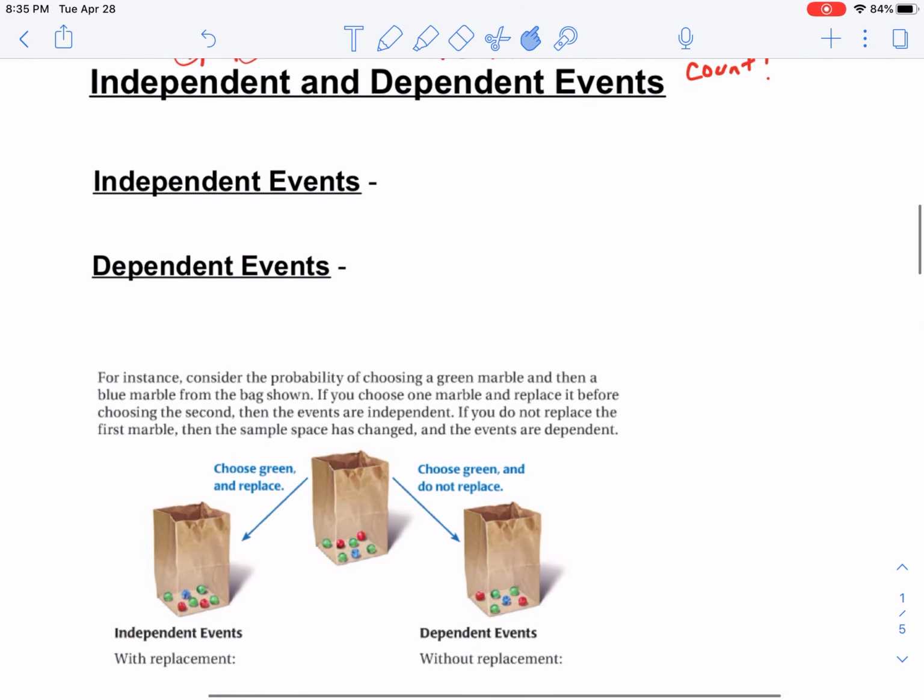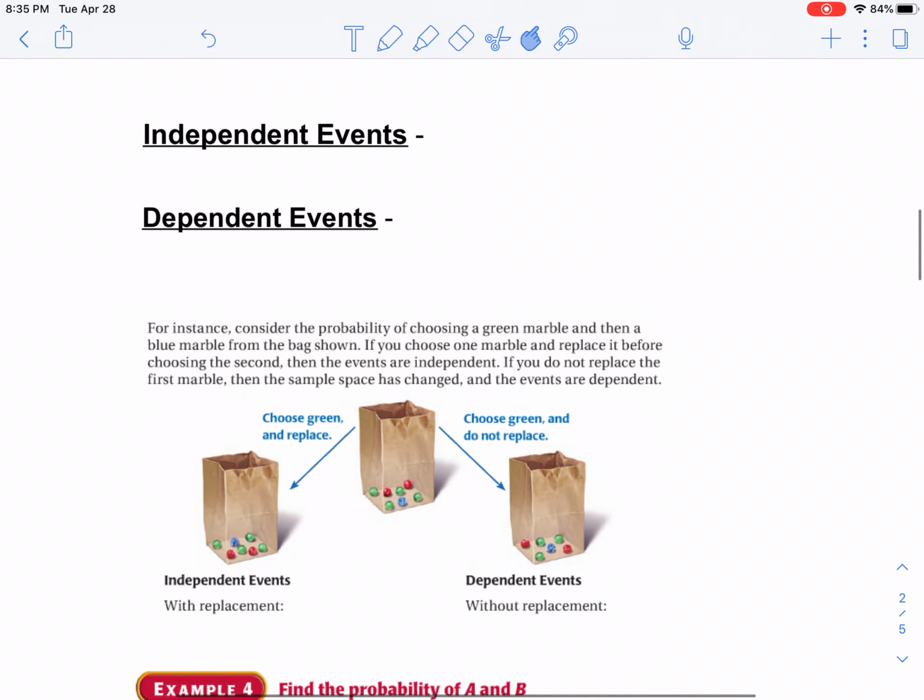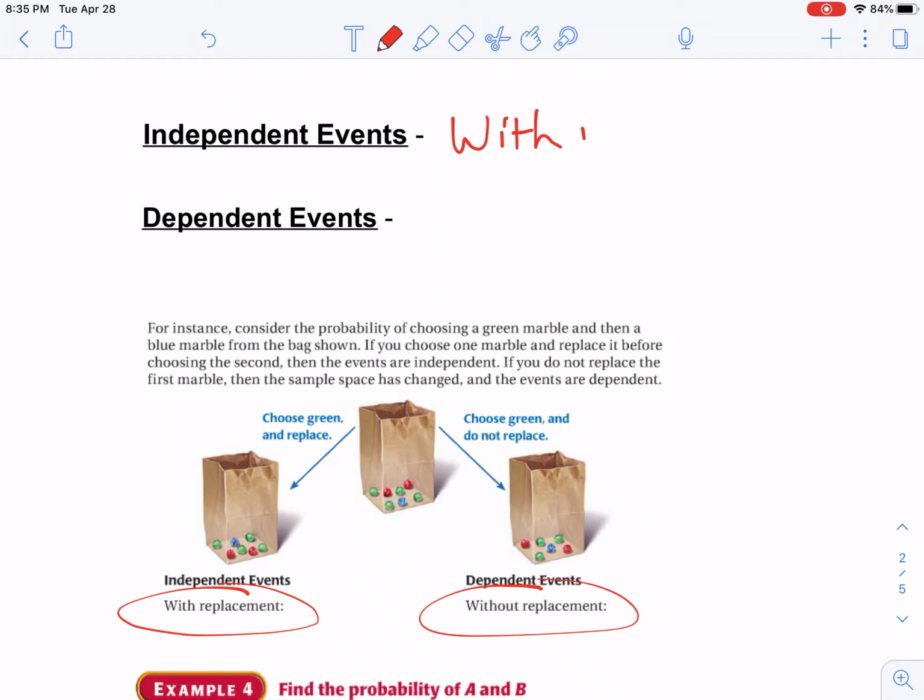Okay, next slide. Independent and dependent events. And I know you've seen this before. See these terms down here, with replacement and without replacement? You'll always have those terms identified in the problems. Okay? Whenever you have independent events, that is events with replacement.